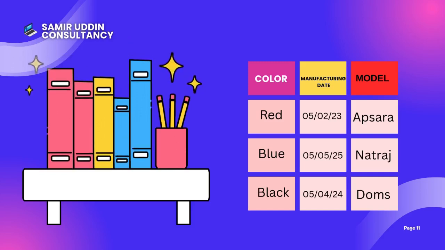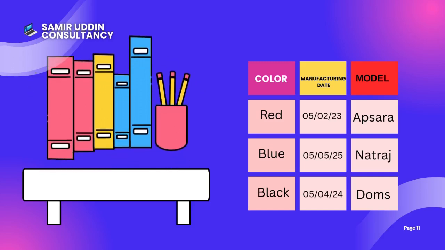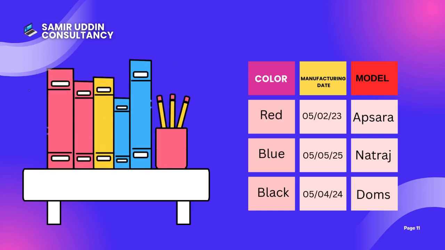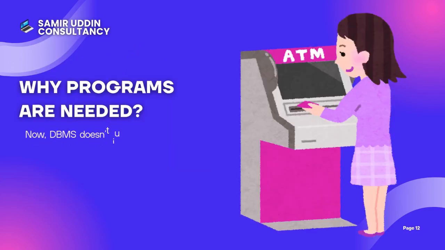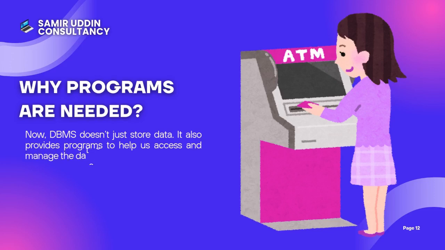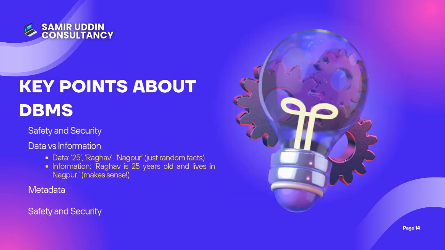Now, DBMS doesn't just store data. It also provides programs to help us access and manage the data easily. For example, when you use an ATM to withdraw cash, the ATM pulls your information from a database that might be stored somewhere far away. The DBMS helps fetch your data quickly and safely. Another important feature is safety and security. DBMS must keep the data safe and secure. No one wants their personal info leaking out, right?